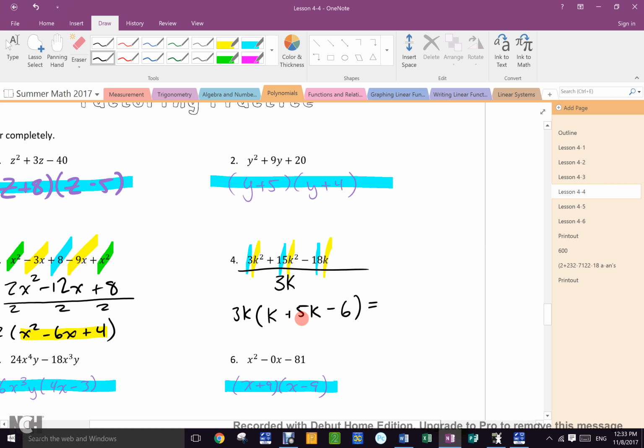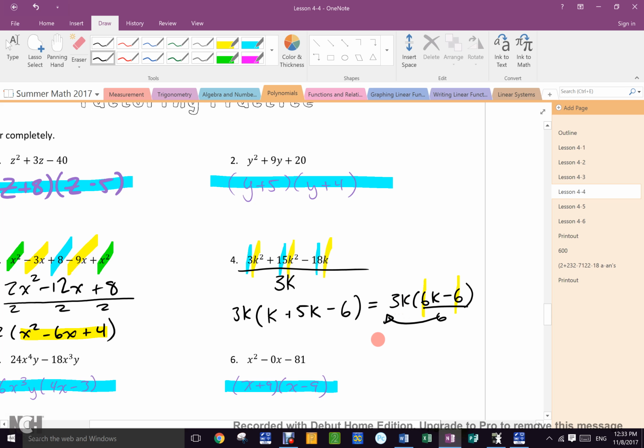1K and 5K is how many Ks? 6 Ks. So I got 3K and then 6K minus 6, yes? What do you notice about 6 and 6? They are the same number, so they share a factor, don't they? Which is 6. So it comes out here.